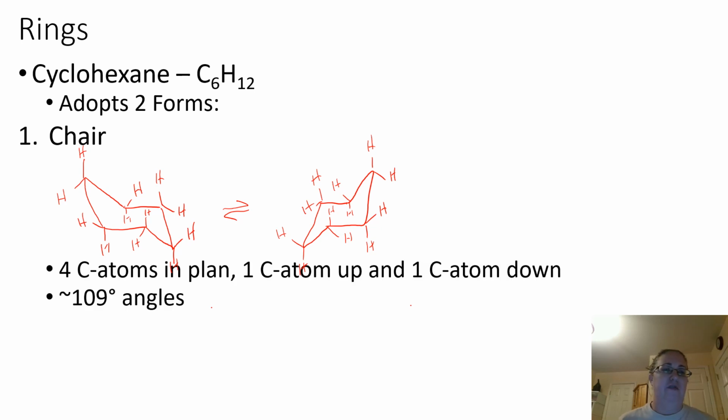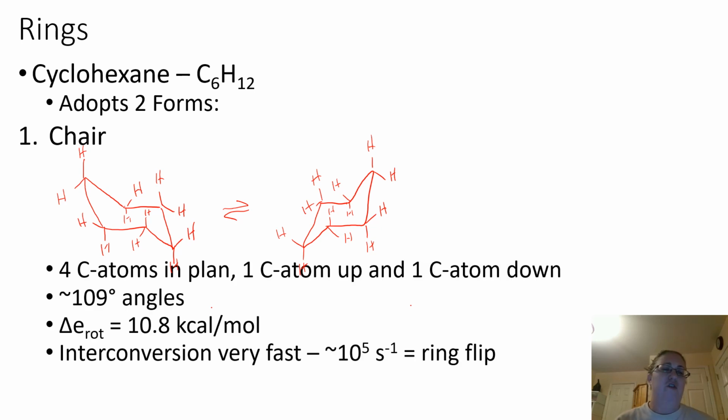With this interconversion here being very, very fast, or this ring flip is very, very fast. There's only about a 10.8 kilocalorie per mole energy difference to actually go through this chair flip. So if we're actually looking at our molecule, it's constantly going through what we call this pseudo rotation, or this chair flip when it is in solution.